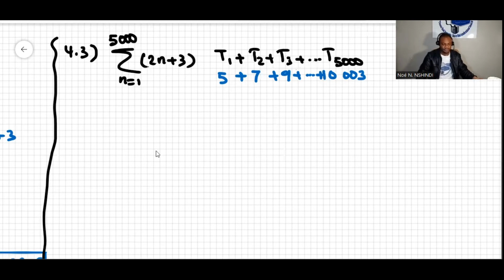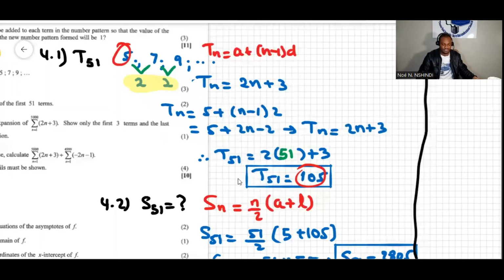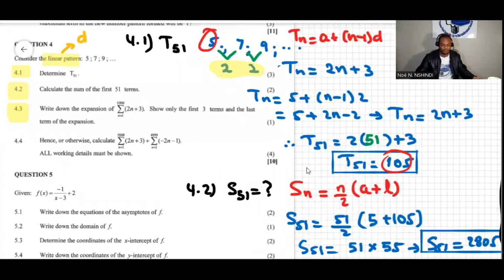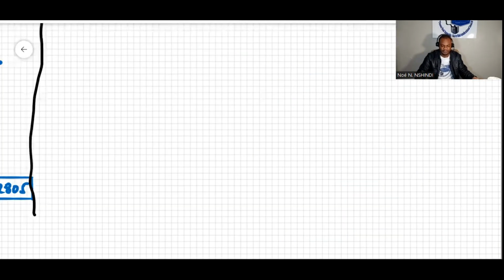All right. The next question is question 4.4. The question says, hence or otherwise calculate the sum of 2n plus 3, n starting from 1 to 5,000, plus the sum of negative 2n minus 1, n starting from 1 to 4,999. All working details must be shown. All right. I want to move my board over here.